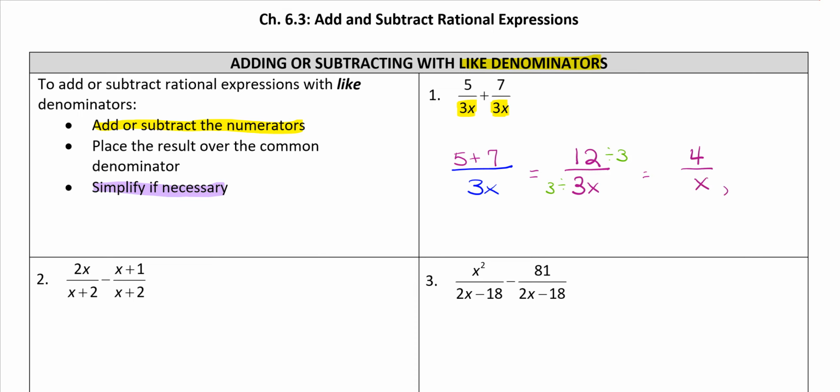Now we are going to state any restrictions on the domain, meaning what x cannot be. When we're determining this, we're determining it back from the original expressions. So if we think back, we say, okay, 3x cannot equal 0, so that means x cannot equal 0. So our restriction is going to be x cannot equal 0. And that right there would be our final answer for that one.